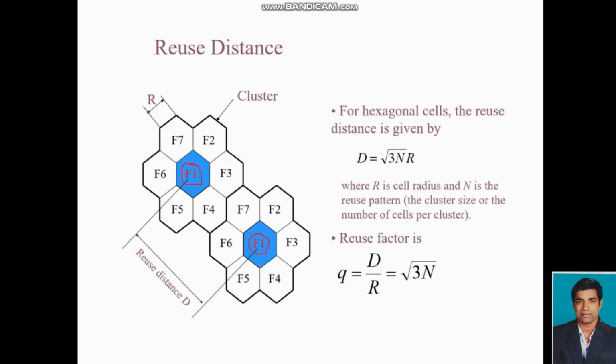Reuse distance we are measuring with the formula. For hexagonal cells, the reuse distance is given by d is equal to root 3n times r, where r is the cell radius and n is the reuse pattern we are using. Reuse factor equals reuse distance divided by the radius r. Then we are getting root of 3n.